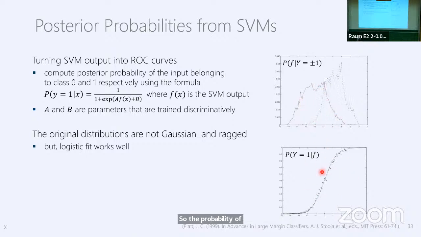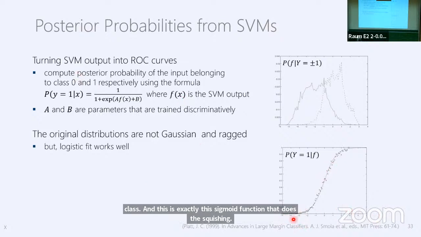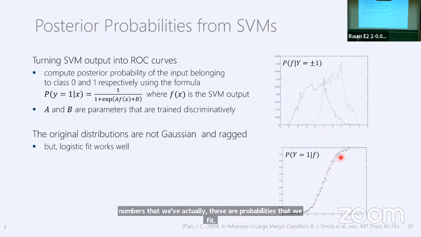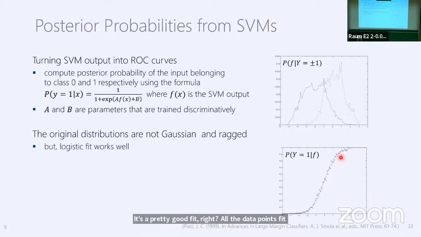And this is exactly this sigmoid function that does the squishing. So here on the x-axis are the margin values, or the distance values. You see all of these have a positive number. They're on the upside of the decision boundary. All of these have a negative number. Plug them into the logistic, you get 1 and 0. And these are probabilities that we fit. It's a pretty good fit, right? All of the data points fit nicely on this logistic curve.